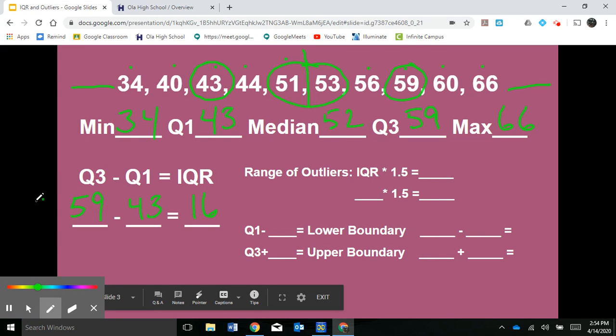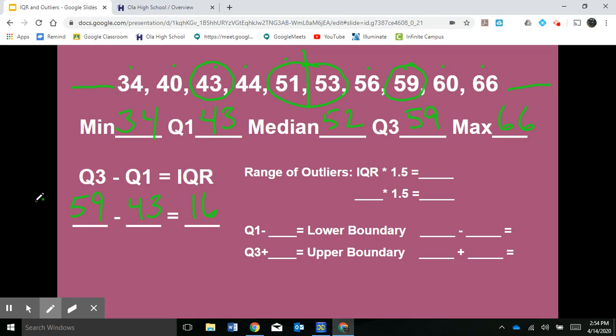Here we have what's called the range of outliers. The steps are, we're going to take our IQR, which is what we just found over here, the 16, and we're going to multiply it by 1.5. So use your calculator: 16 times 1.5 is 24. That's really key. It's not the IQR, it's the IQR times 1.5 that is 24.